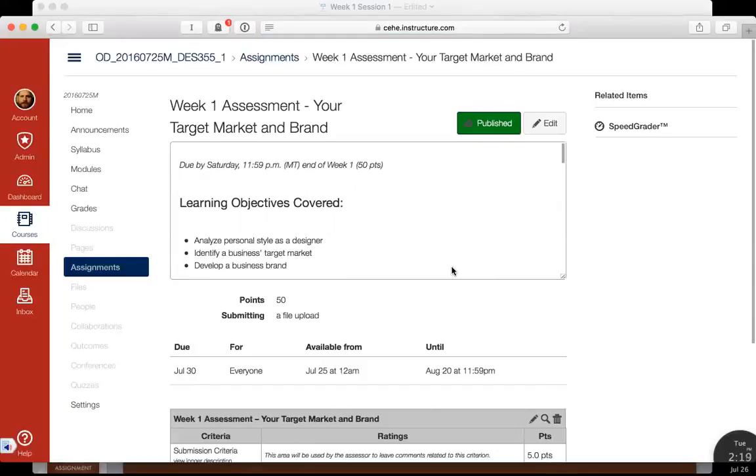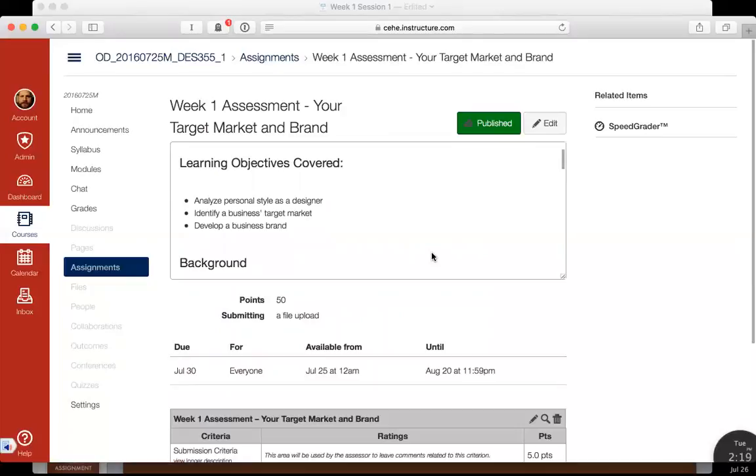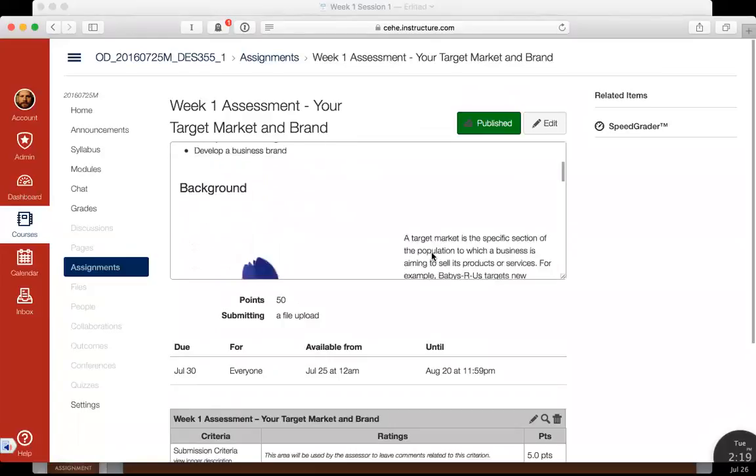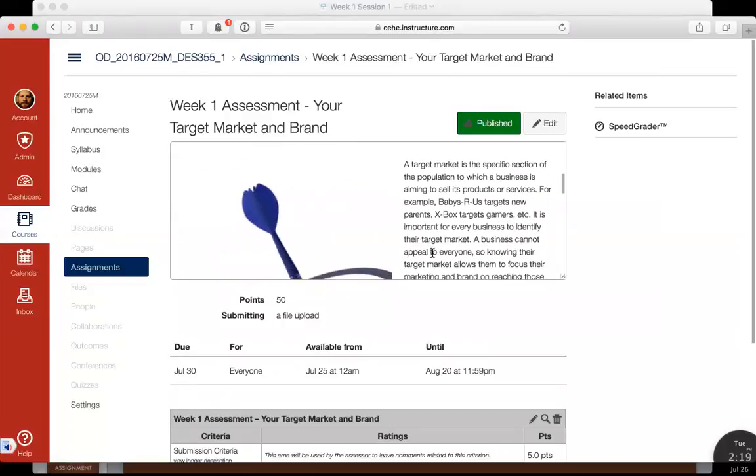Okay, so for our assessment, we are going to start looking at your target market and your brand. You're going to be analyzing your personal style as a designer, identifying a business's target market, and developing a business brand. It says a target market is the specific section of the population to which a business is aiming to sell its products or services.